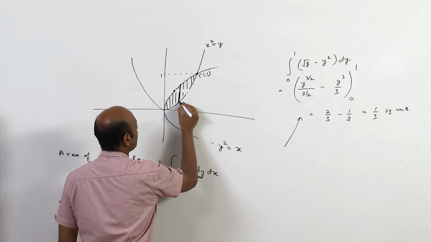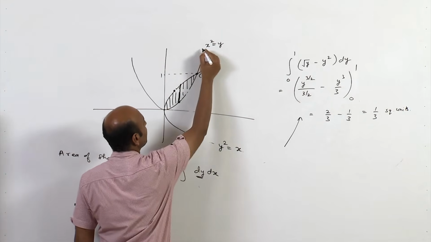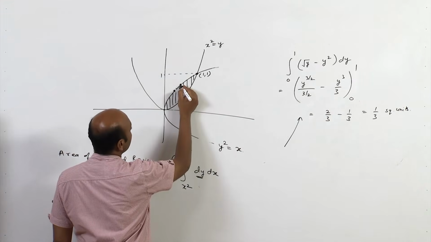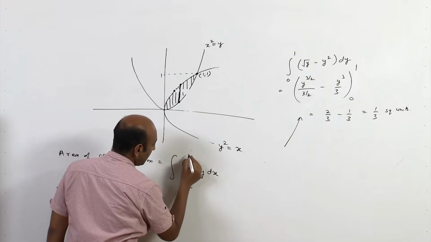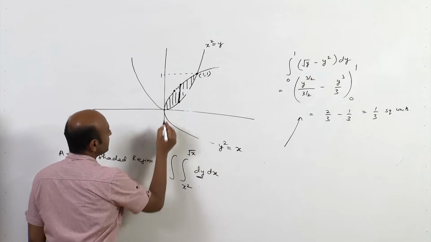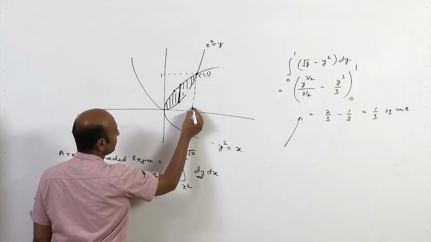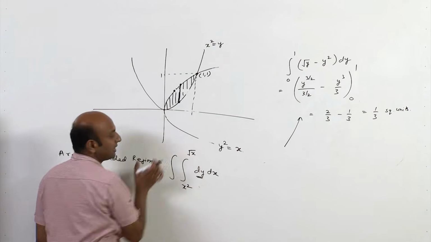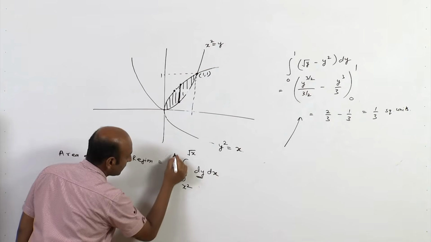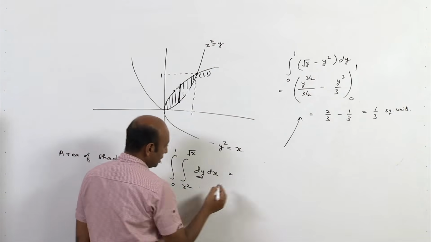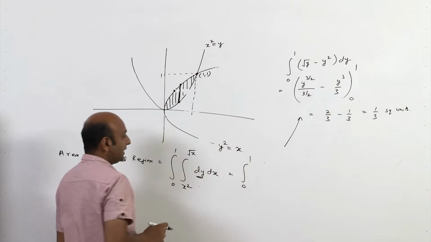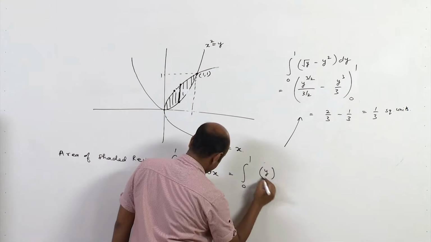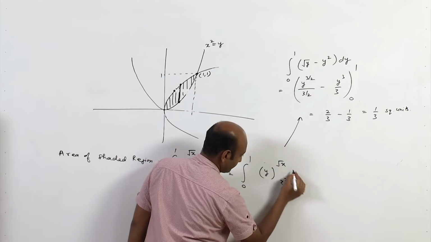Now if you take a strip parallel to the y axis, what is y here? y here is x square, okay. And what is y here? y here is under root x, and x is varying from this point to this point. The minimum value of x is 0, maximum value of x is 1. In this region, x is always varying between 0 and 1 only. So 0 to 1. And in the integration, first you integrate with respect to y, keeping x constant.